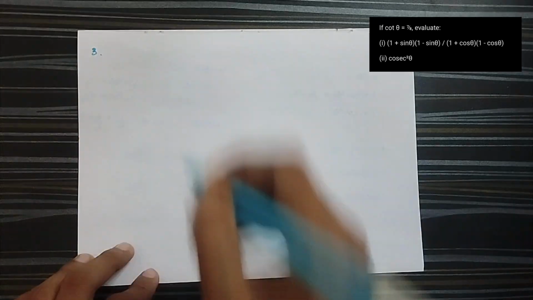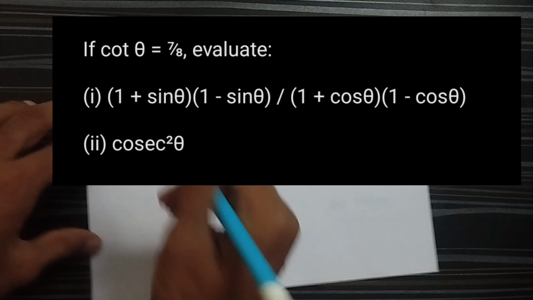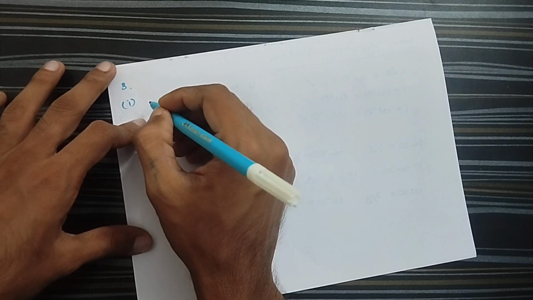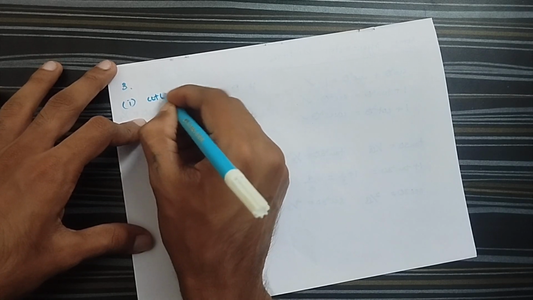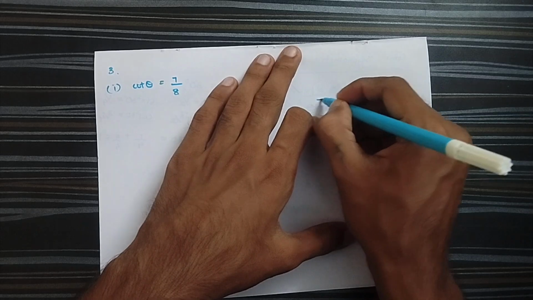Third question. If cot theta is equal to 7 by 8, evaluate 1 plus sin theta into 1 minus sin theta divided by 1 plus cos theta into 1 minus cos theta. So it looks like a hefty question, but it's quite simple. Cot theta is given 7 by 8. So we can draw a triangle here.